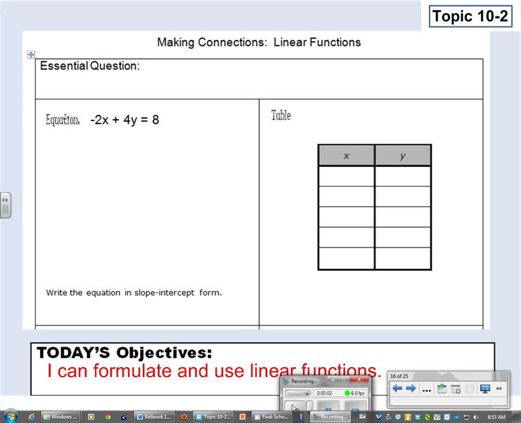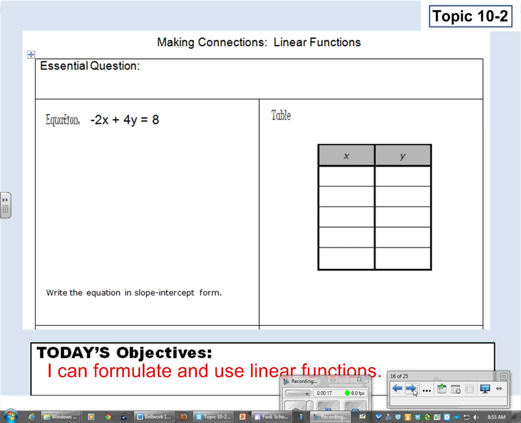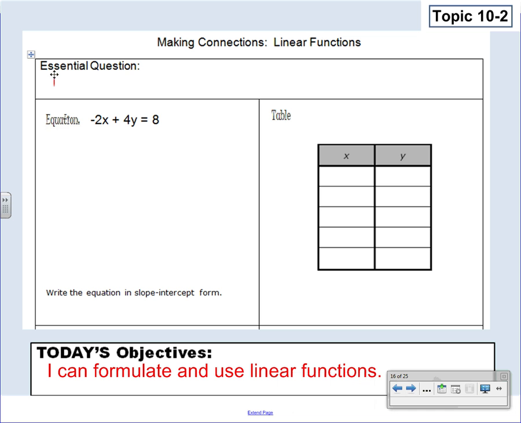This is topic 10-2, making connections, linear functions. If you would like to check your answers to the assignment of 10-1, you should pause the video now and check your answers. Our objective for today is I can formulate and use linear functions. So our essential question is going to be, how can I formulate and use linear functions?